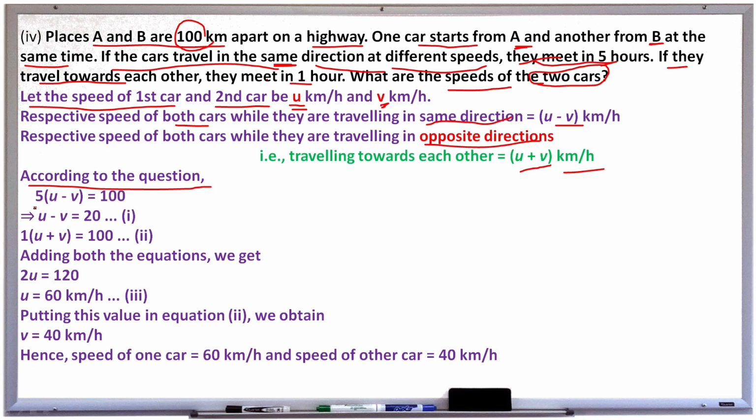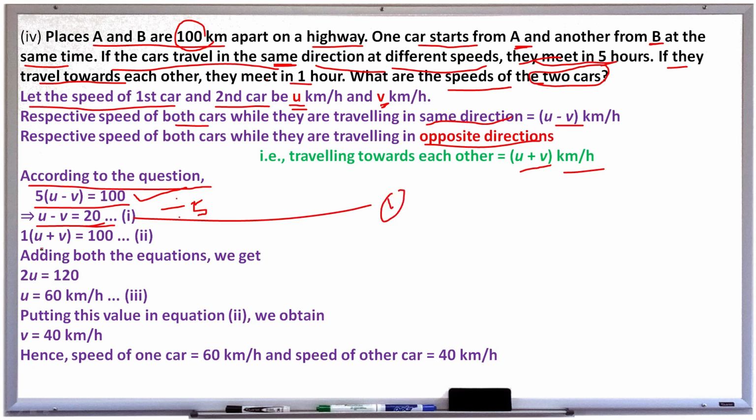So 5 into u minus v is equal to 100. Divide the whole equation by 5. If you divide the whole equation by 5, the left hand side 5 will get cancelled. 100 divided by 5, you will get 20. So u minus v is equal to 20. Now this is equation number 1.